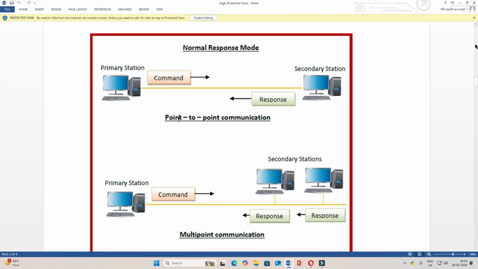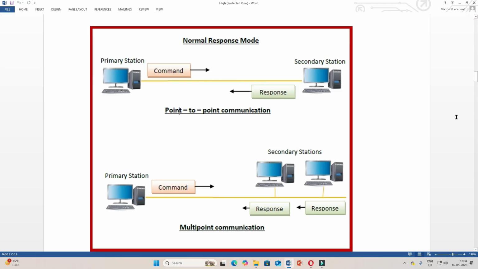Now I will explain normal response mode. In the block diagram, the primary station sends commands, and the secondary station sends the response. The first configuration is point-to-point communication between a primary station and a secondary station. There can also be multiple secondary stations, where the commands are given to multiple secondary stations, and the secondary stations, which are also users, respond.